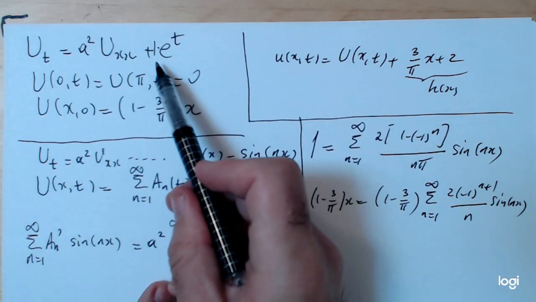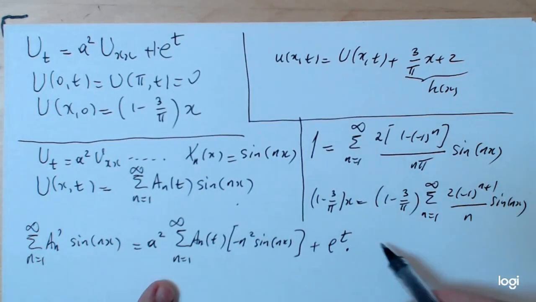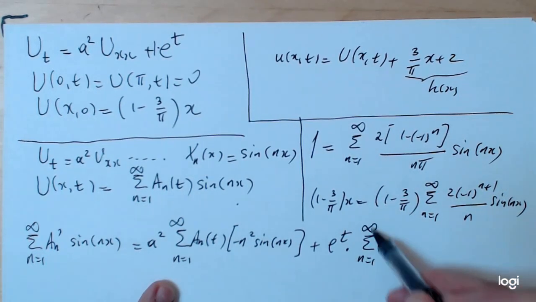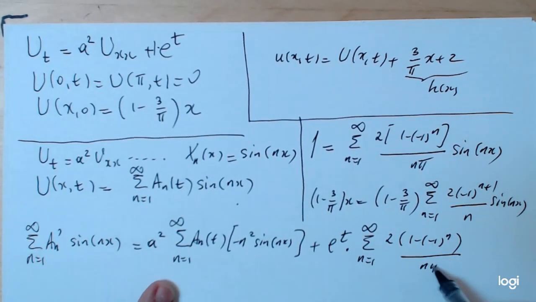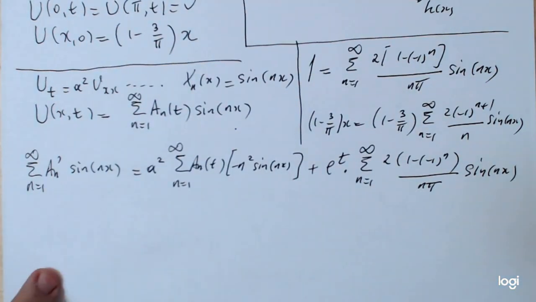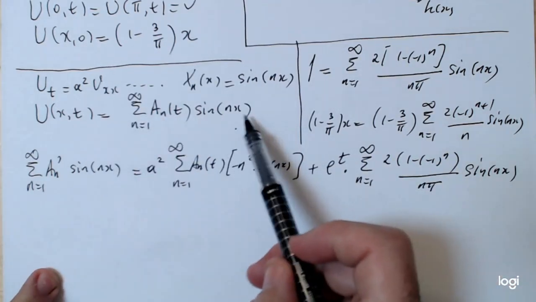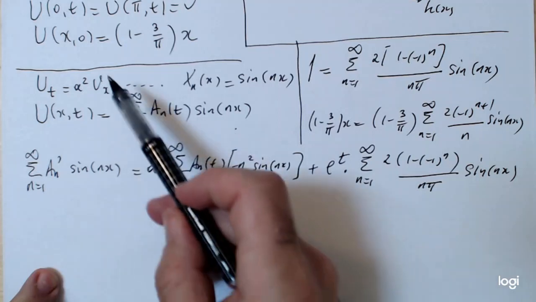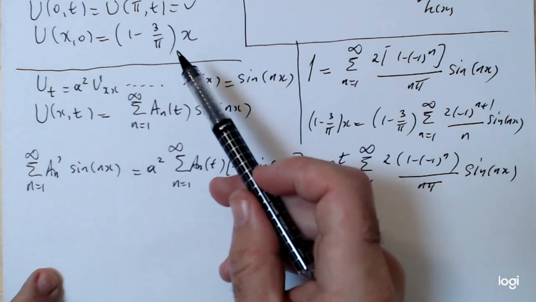Then plus 1 times e to the t, but instead of 1, plug in the series. So e to the t, summation from 1 to infinity. Write that down. And then plug in, of course, the summation, this format for u of x,t into the initial condition, together with the series corresponding to the right-hand side.